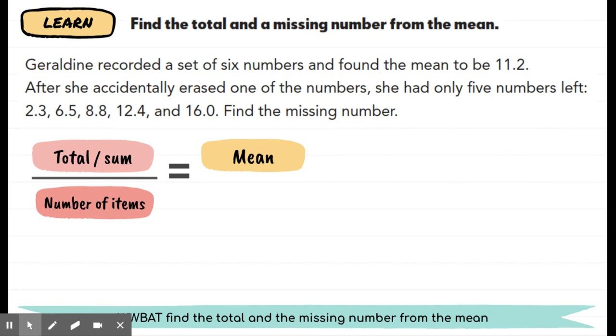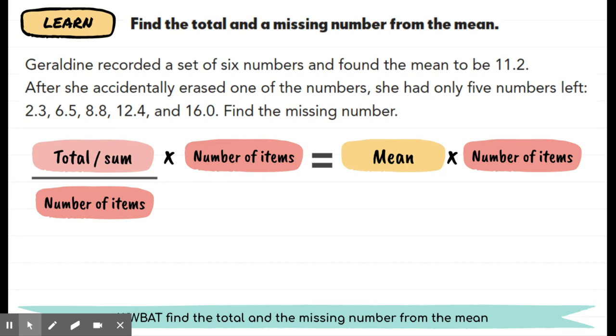So I first have to figure out what is the total first. Once I can find the total, then I will be able to subtract all the other numbers, and that would leave me my missing number. How can I do that? Well, I have to get rid of the number of items from the left-hand side, right? And because the total is being divided by the number of items, I have to multiply both sides by the number of items so that I will only have total on this side. So let's do that.